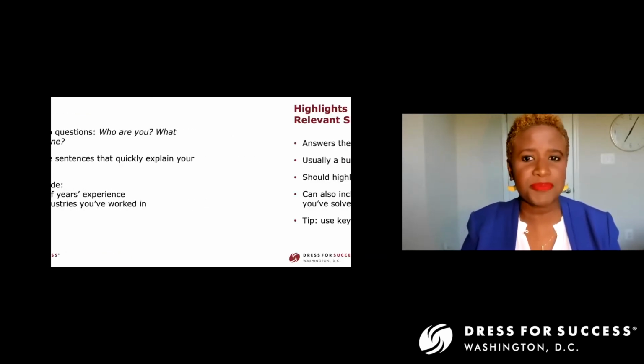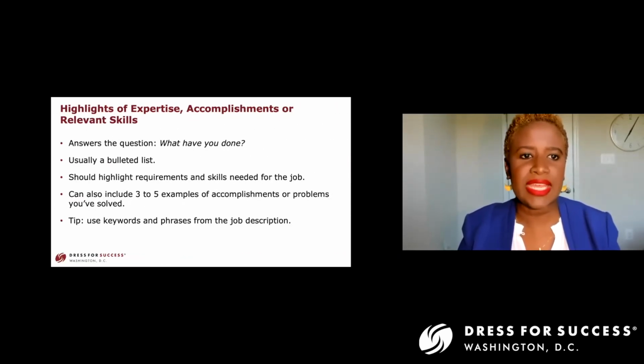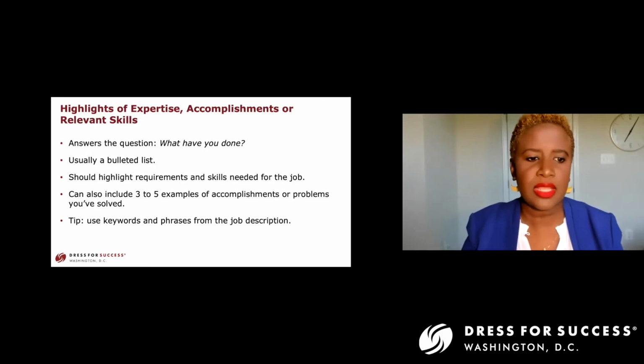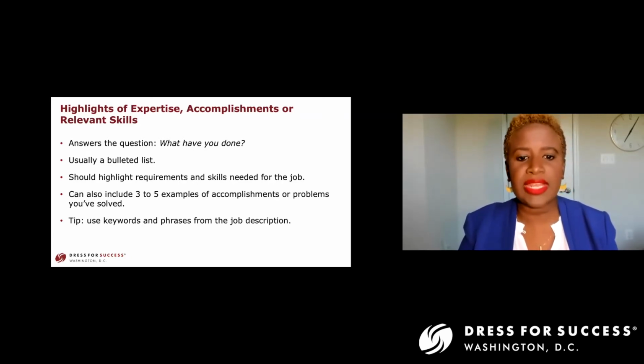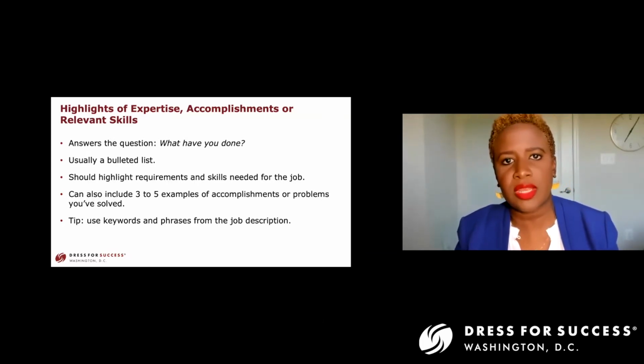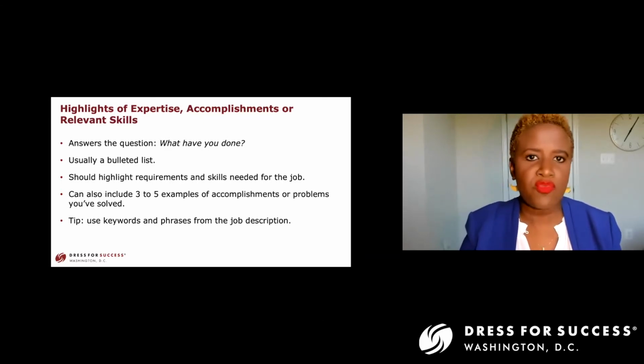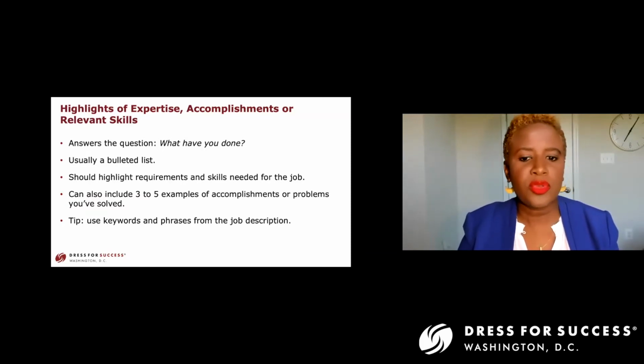The section called highlights of expertise, accomplishments, or relevant skills is a section that asks the question, what have you done? And it's in a summary form, so it's usually a bulleted list. Some ideas are that you could include highlights of requirements and skills needed for the job. So for example, computer programming, or you have some sort of certification in Adobe Creative Suite, or you know how to write, or you're good at content development. Alternatively, it can include 3 to 5 examples of accomplishments or problems that you've solved.